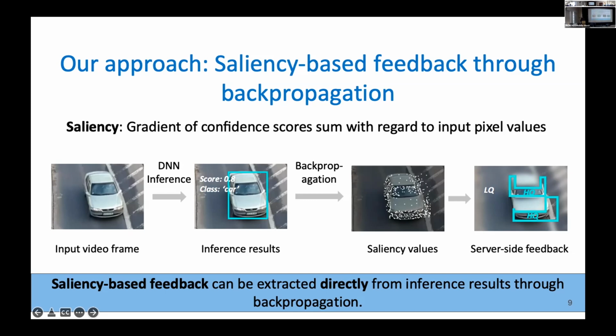In this case, the camera will know which part of the frame should be encoded in high quality in future iterations. So the insight here is that saliency-based feedback can be extracted directly from the inference result through backward propagation operations. It better fulfills our goal, and it's more aligned with our final goal of optimizing the final inference accuracy on the server-side deep neural network.